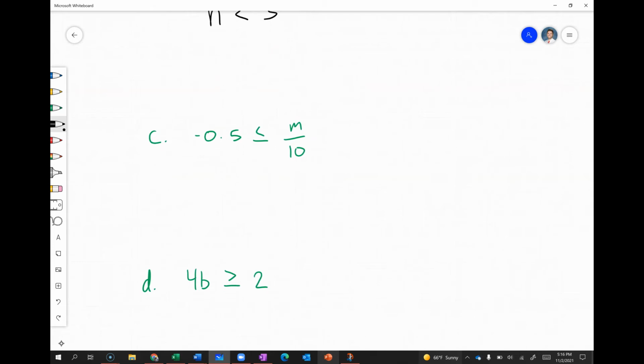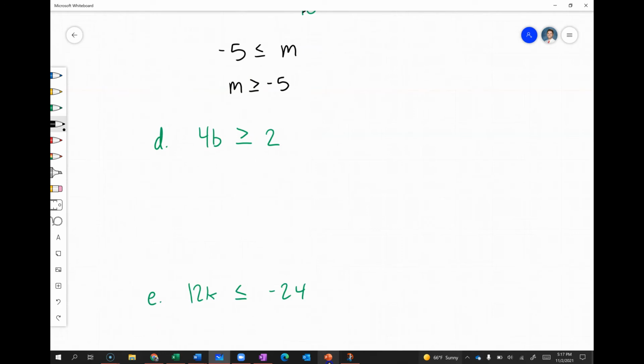Okay, in this next example, we have -0.5 is less than or equal to m divided by 10. So we can multiply both sides by 10 here to isolate m. 10 times -0.5 would be -5. So we have -5 is less than or equal to m. And again, remember, if we were to graph this, we can rewrite that as m is greater than or equal to -5, right? We want to remember which side of our inequality the variable is on when we're graphing.